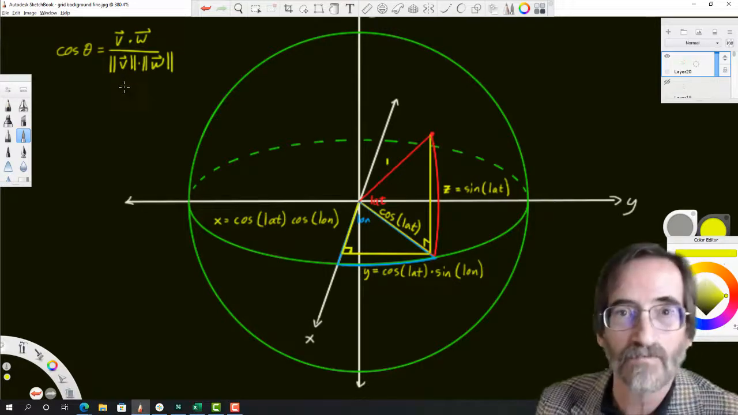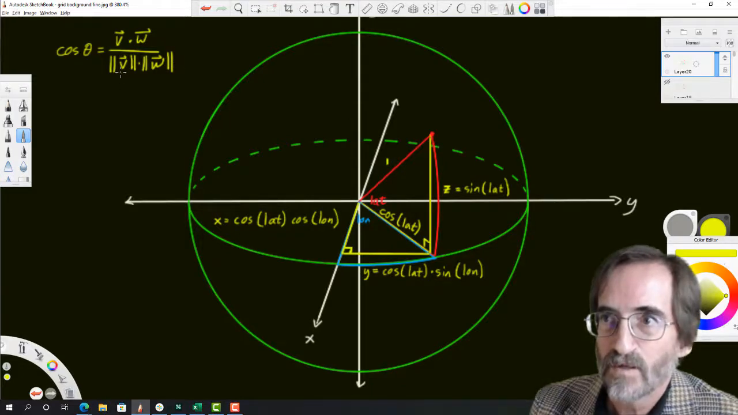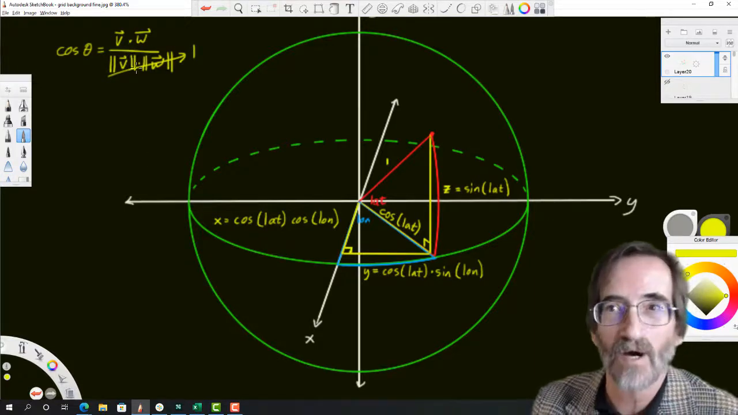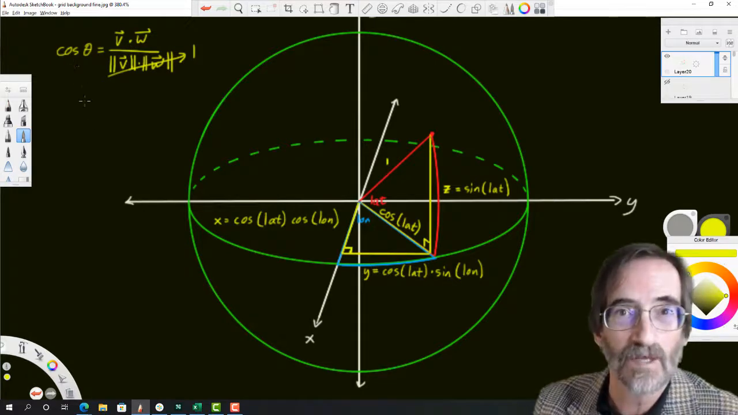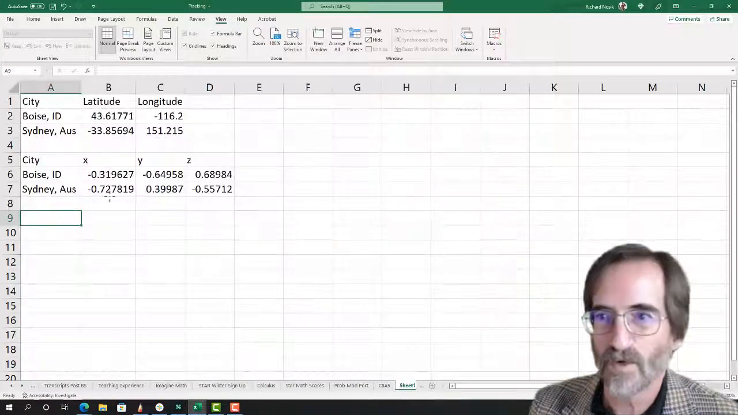Now, one cool thing about this is I can simplify this in this case. The magnitude of the vectors, these are designed to be unit vectors. The magnitude of the vectors is 1. Okay, and so really it just comes down to the dot product between v and w. And that's the cosine of the angle between them. Okay. All right, so let's go ahead and do this here.